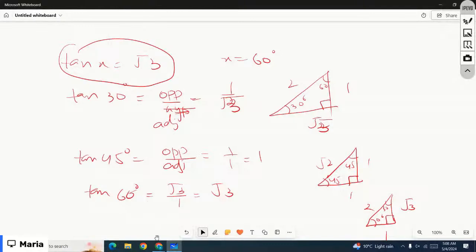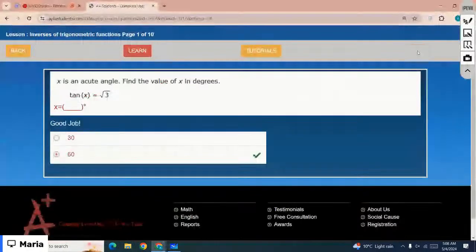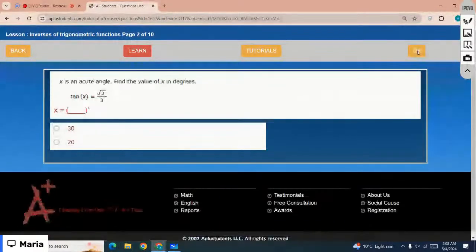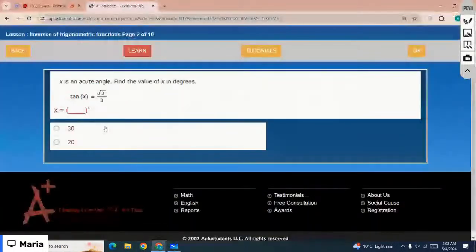So the correct option is 60 degrees, right? Okay, tan x equals square root 3 over 3, right? We have already done this. Square root 3 over 3 means 1 over square root 3, right? That is tan 30. The correct option is 30 degrees.